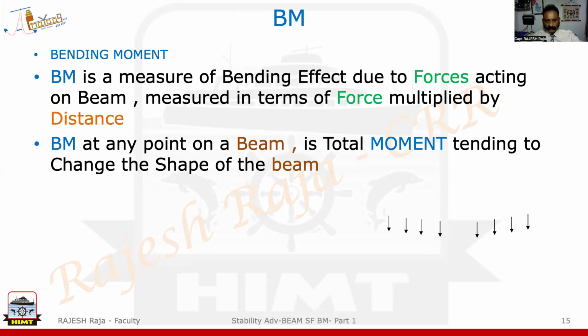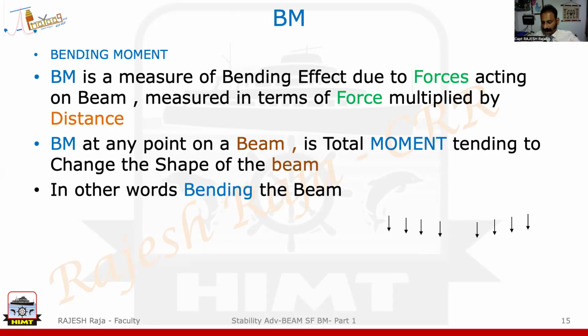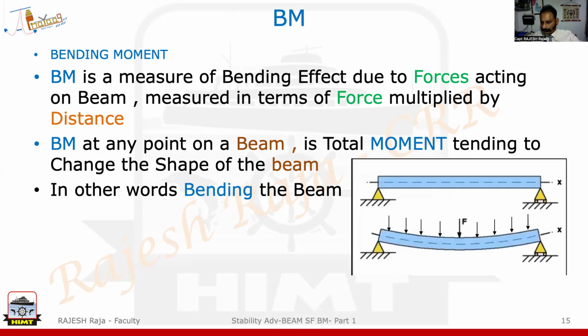Okay. Now, BM at any point on the beam is the total moment which is tending to change the shape of the beam. It will try to change the shape. One of the pictures I had already shown you. In other words, it will try to bend the beam. So this is the same picture which I had already shown. Now, what happens is you are applying a force and that force is trying to bend the beam. This is what is your bending moment.